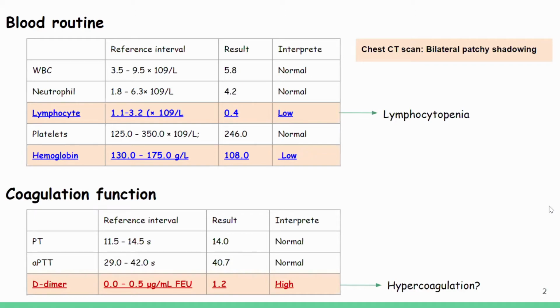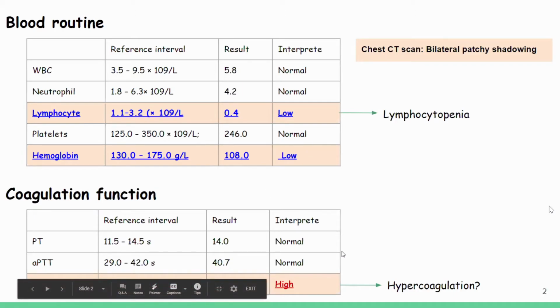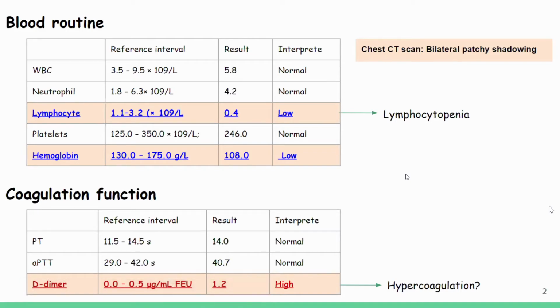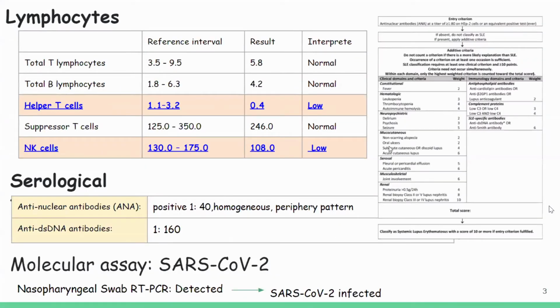This patient had signs of lung abnormality on the imaging technique, which is a CT scan. It appeared as bilateral patchy shadowing. For the blood routine test, the lymphocyte and the hemoglobin are lower than the reference range, and the D-dimer is high. They suspect the patient might have a hypercoagulable condition. So next slide, please.